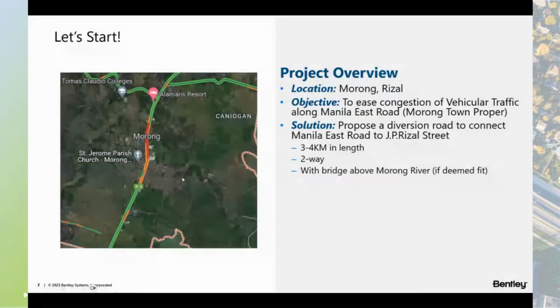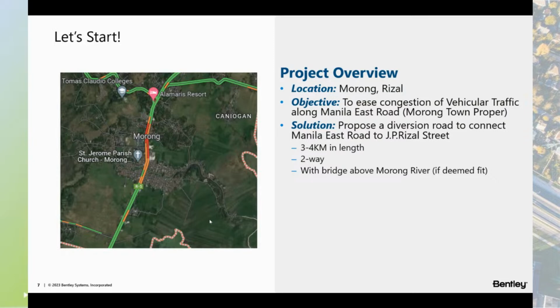Okay? And again, disclaimer lang po, this is just a mock project which I came up with so that I could present the solution to you. So the solution is for us to create more or less a diversion road that would connect the Manila East Road to somewhere north, JP Rizal. So it's around 3 to 4 kilometers of road, and we'll make it two-way. If we need to add a bridge, we will add a bridge.